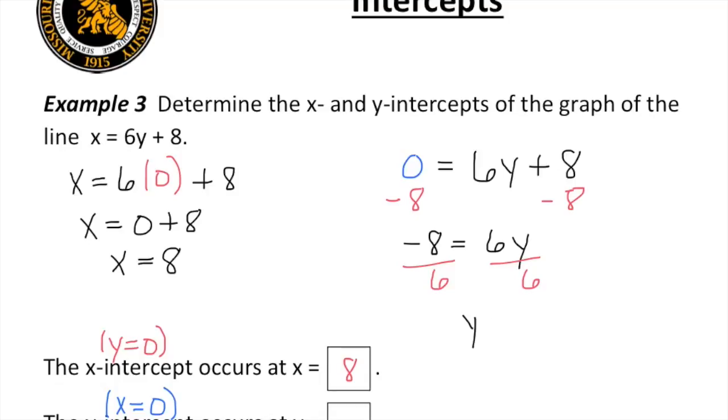Resulting in y equals negative 8 sixths, which can be simplified by dividing numerator and denominator by the common factor of 2, resulting in negative 4/3. So our y-intercept occurs where x equals 0 and y equals negative 4/3.